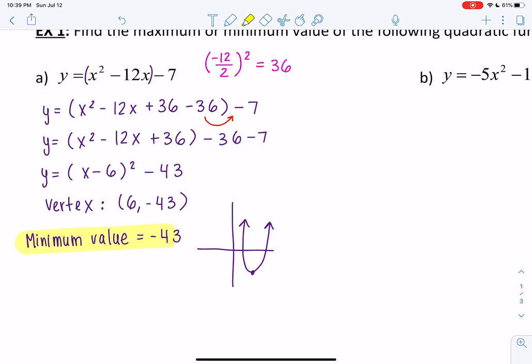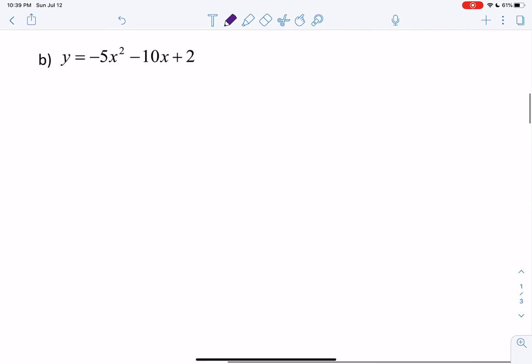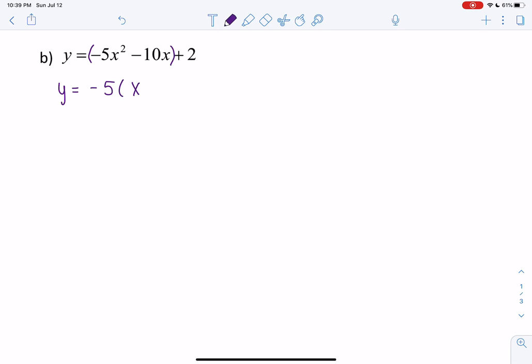So now let's do a second example where the algebra has one extra step. So for example B, I have y equals negative 5x squared minus 10x plus 2. So I first start by putting brackets around the first two terms. Next, I see if there's a coefficient in front of the x. And here we have a negative 5, so I have to factor that out of the first two brackets. Now when we're factoring it out, we're just going to factor out the coefficient, not the x's.